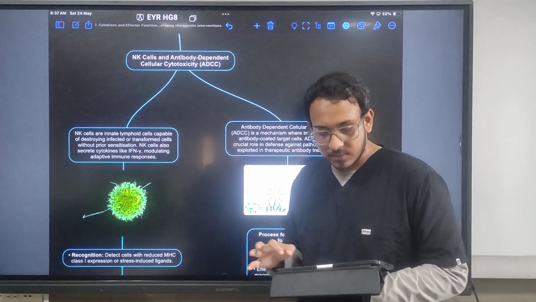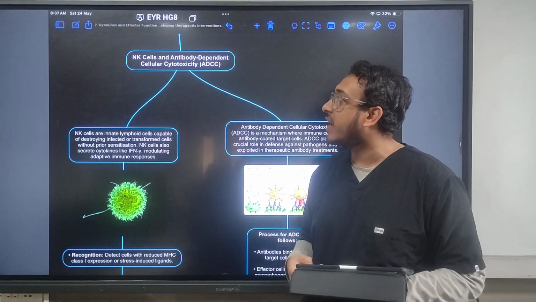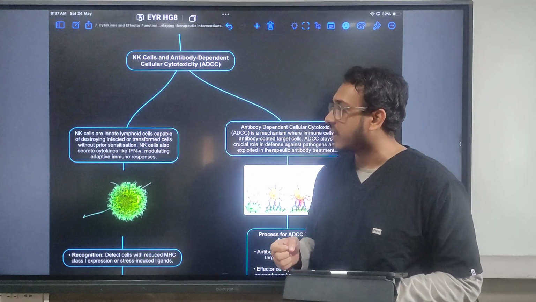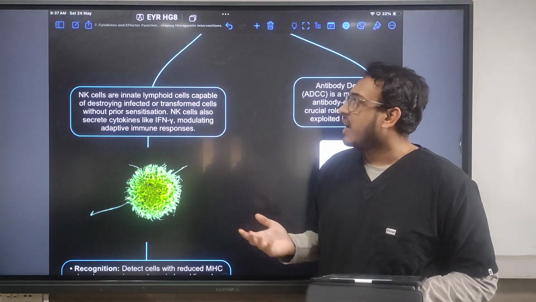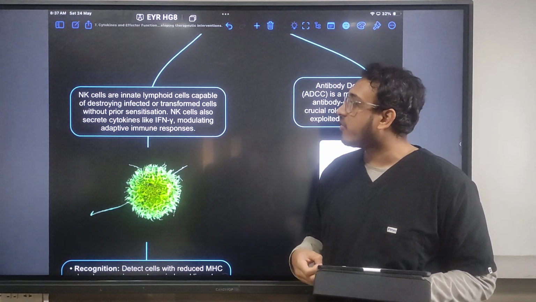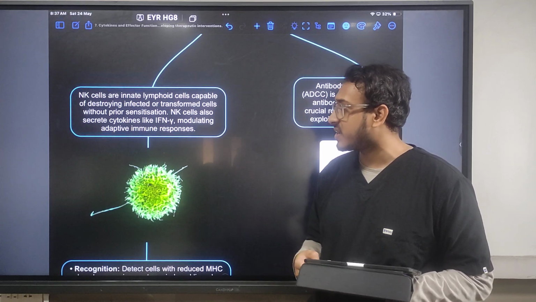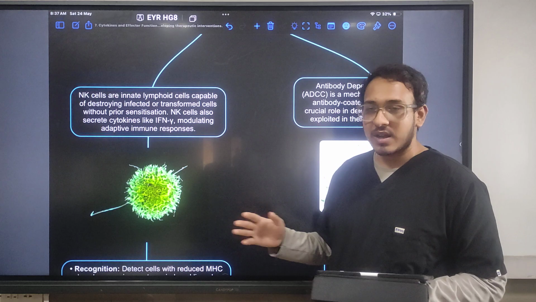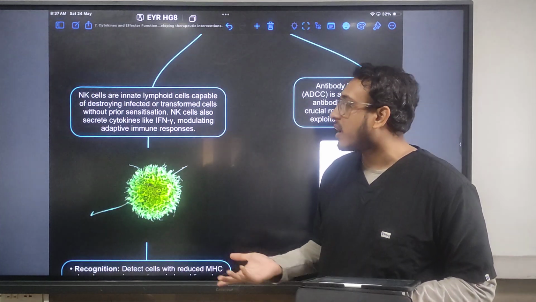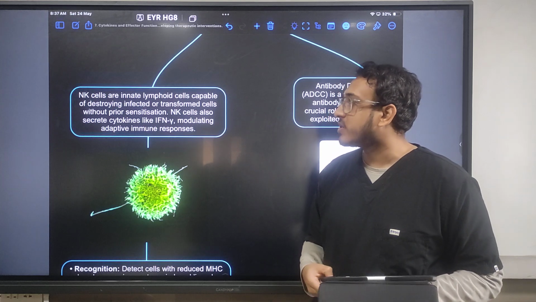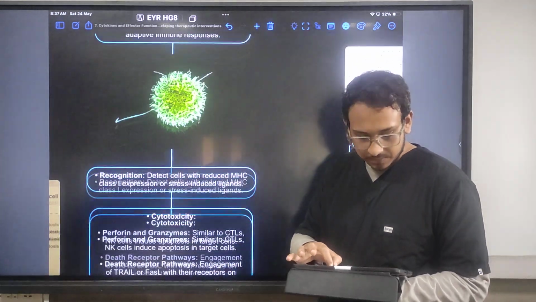Then there are natural killer cells and antibody dependent cellular cytotoxicity. So what are natural killer cells? They are innate lymphoid cells capable of destroying infected or transformed cells without prior sensitization. So NK cells basically are the killer cells of the body. They will kill all the cells that are marked. And NK cells also secrete cytokines like IFN gamma, modulating adaptive immune response.